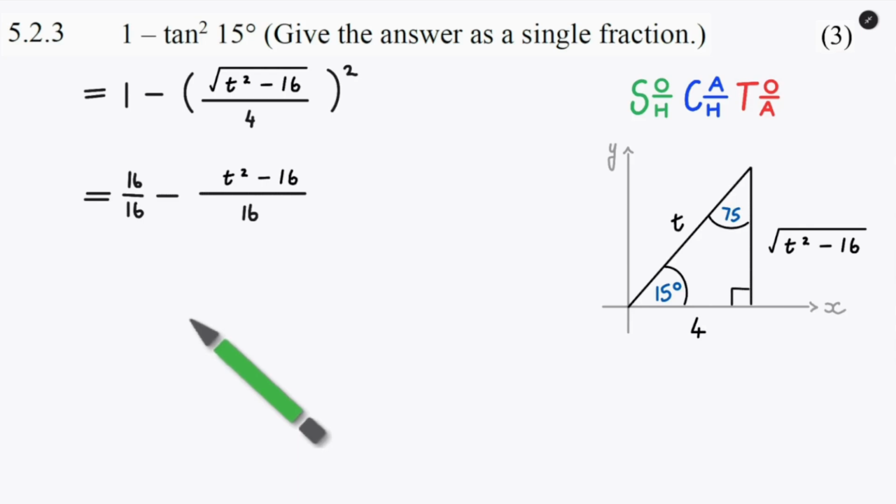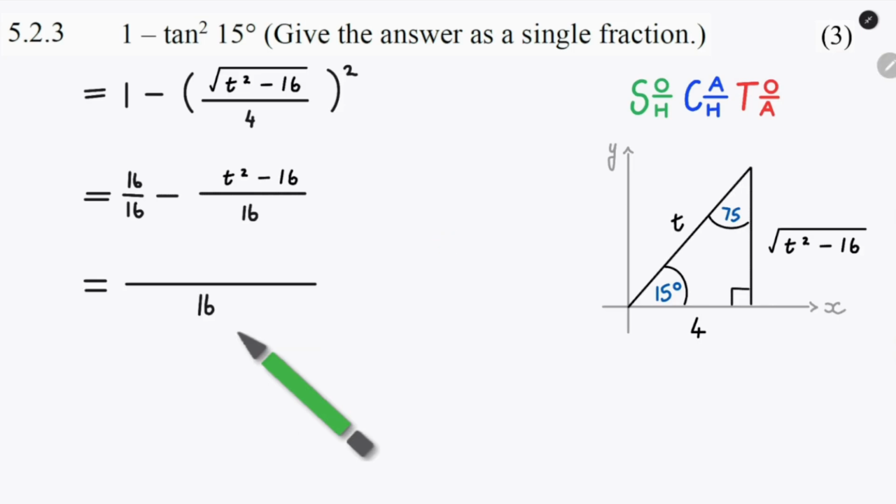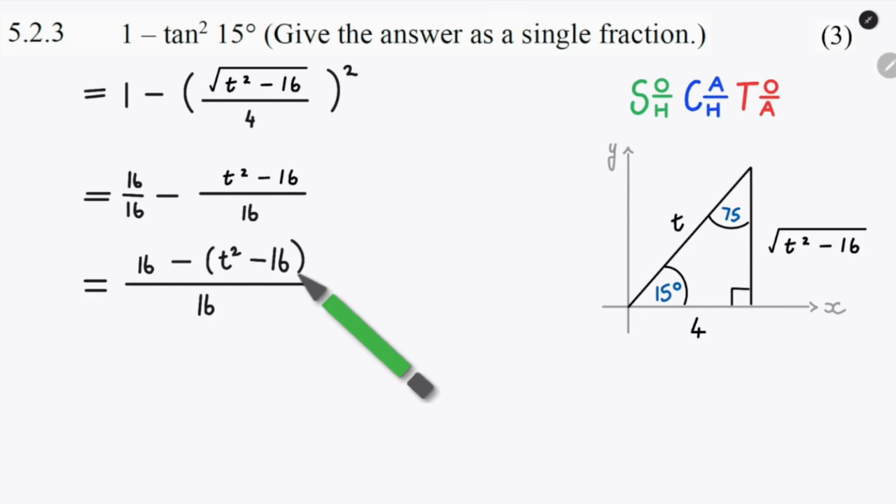Now we're going to morph these guys into one big fraction. So I'm going to draw a big divide line with 16 at the bottom. And then I'm going to say 16 minus this guy in a bracket. Don't forget a bracket. You're subtracting the whole thing. So it's 16 minus t squared minus 16 in a bracket.